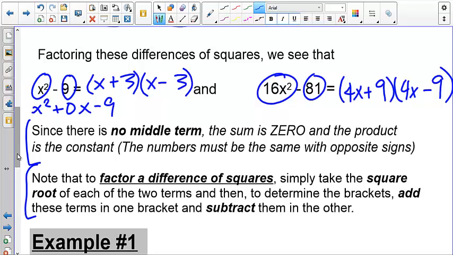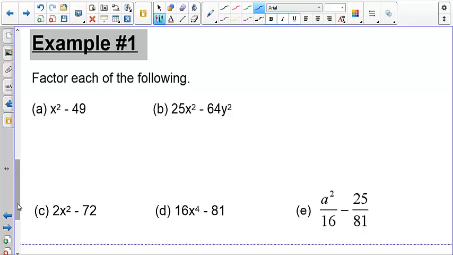I went through that process while doing those two examples. Note that to factor a difference of squares, you simply take the square root of each of the two terms to determine what goes in the brackets, and then you add one of them and subtract the other. Now I'd like you to pause the video and do A and B.